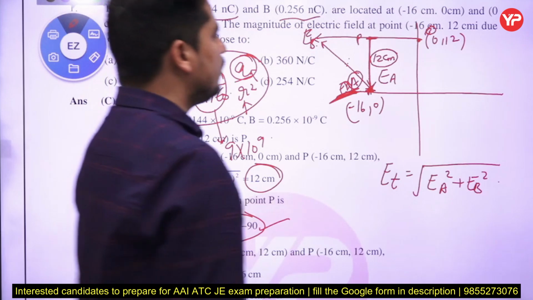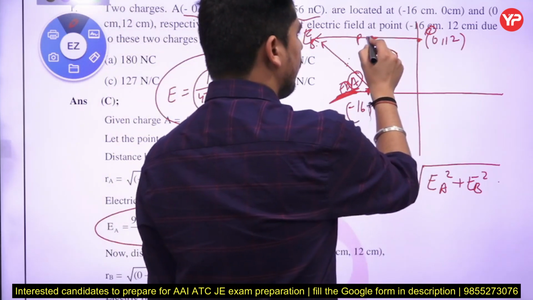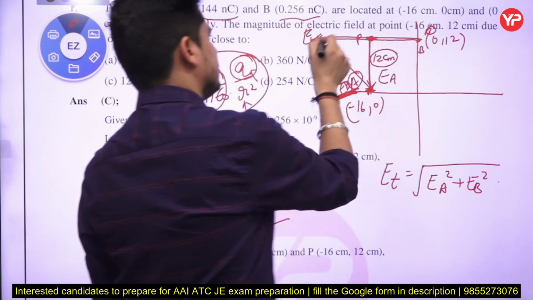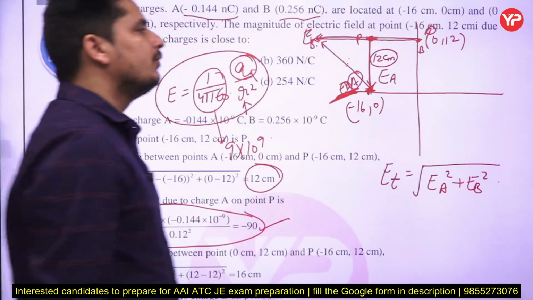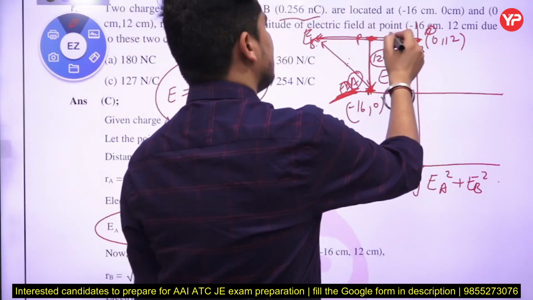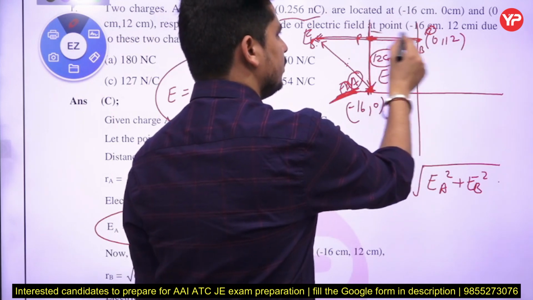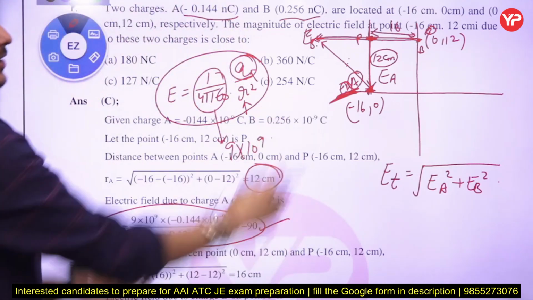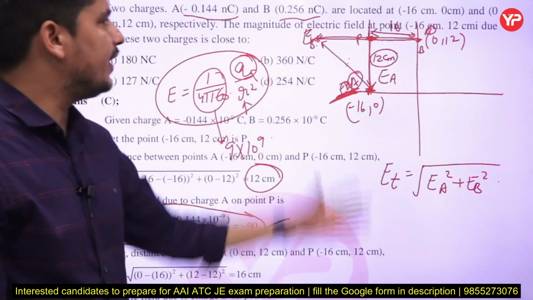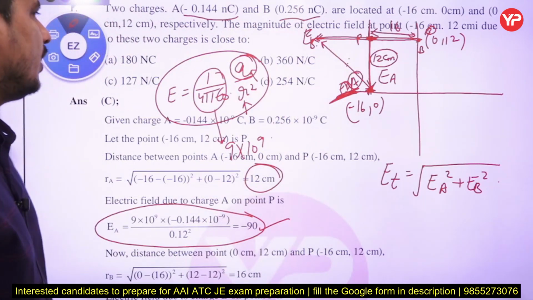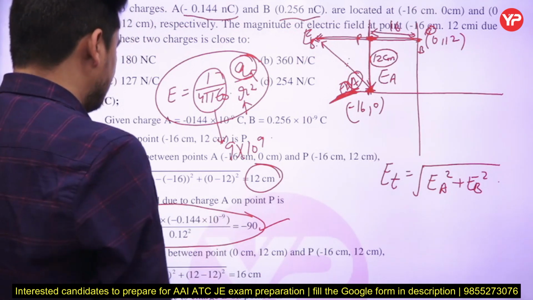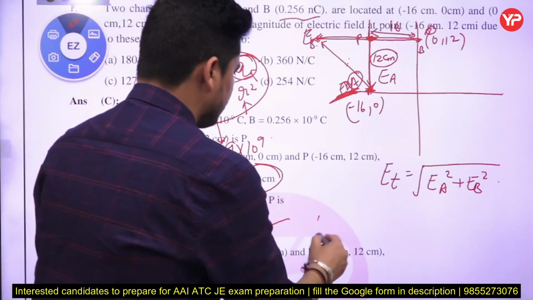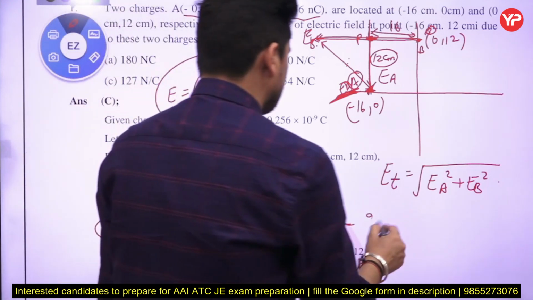Again, if I want to calculate the electric field at point P due to the second charge B, it will go like this. When you calculate the electric field, this time the distance between this point and this one is 16. The magnitude of charge is already given. If you put that in and calculate the electric field E2, that is EB, it will be 9 into 10 raised to power 9.